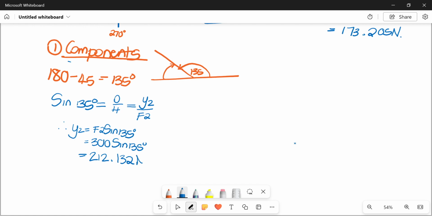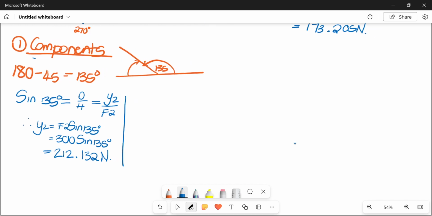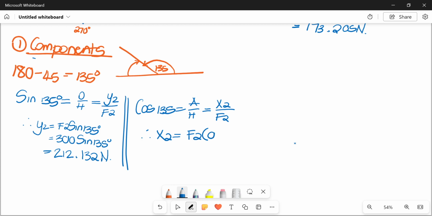212.132 newtons. Then similarly, we're getting 2. Okay, I hope this part makes sense. I really hope it makes sense.